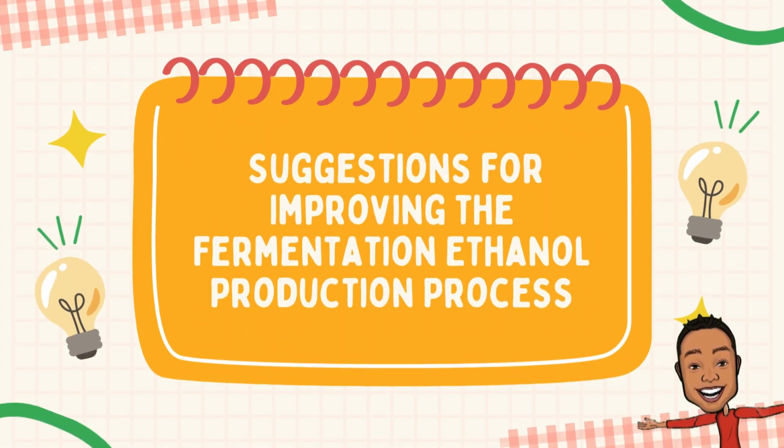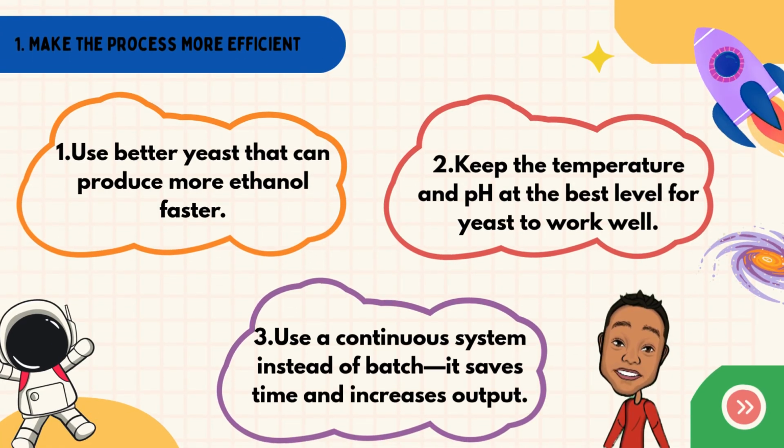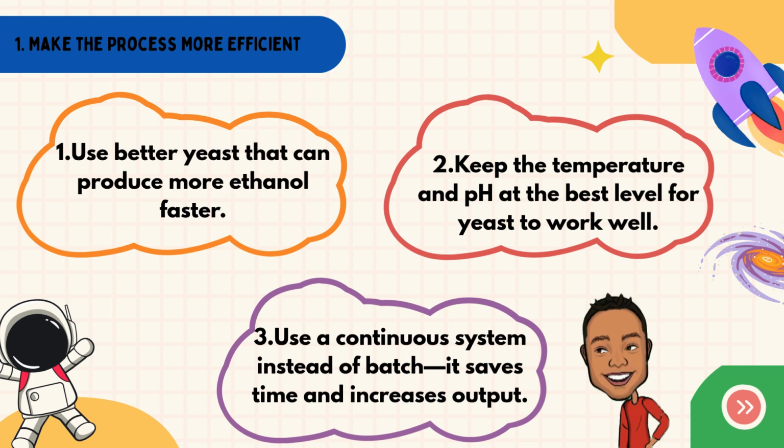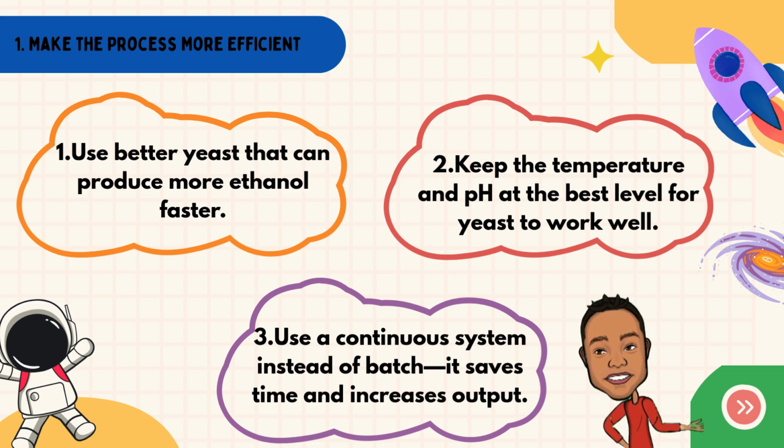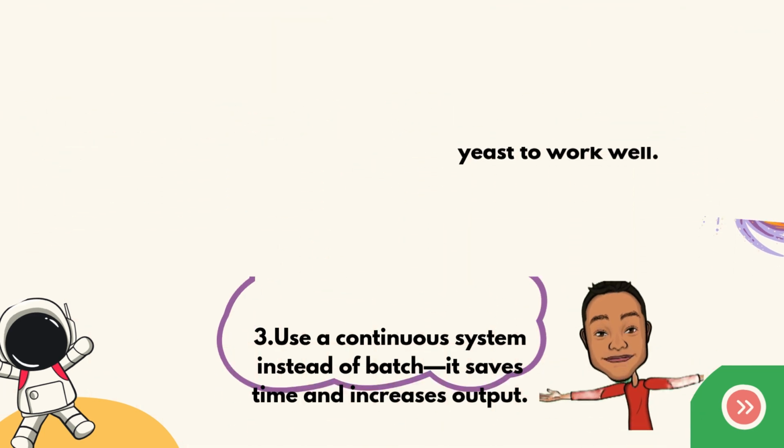Now, let's go to my part, which is suggestions for improving the process. The first one, we can make the process more efficient, such as by using better yeast that can produce more ethanol faster. We also can keep the temperature and pH at the best level for yeast to work well. Then, we can use a continuous system instead of batch because it can save time and increase the output.